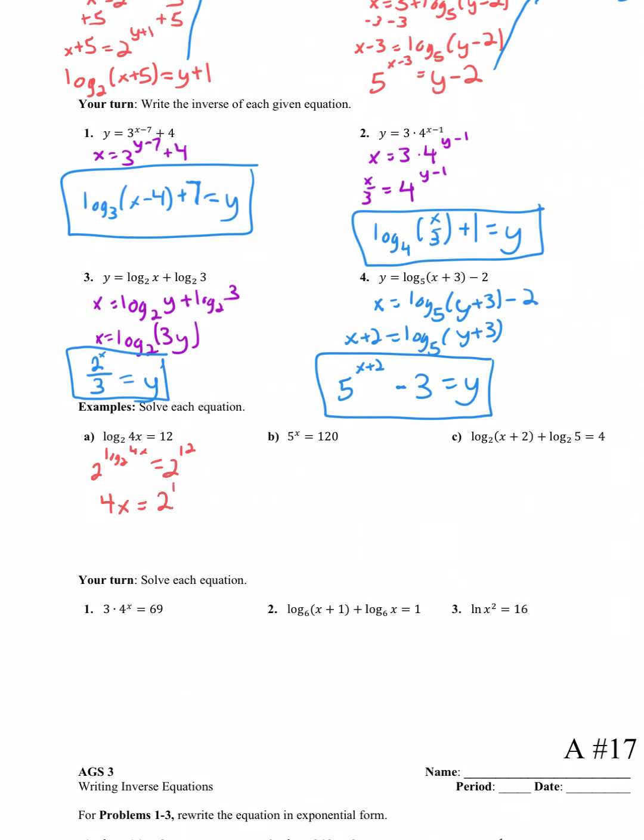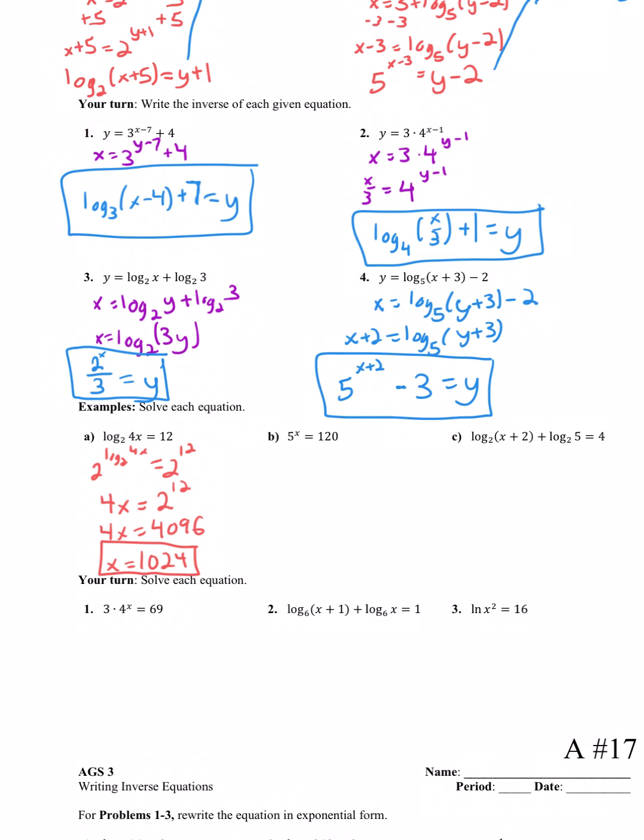But we're going to get 4x equals 2 to the 12th power. 2 to the 12th power is going to give us a big number. All right. 4,096 big. Then we divide both sides by 4. x equals 1,024.